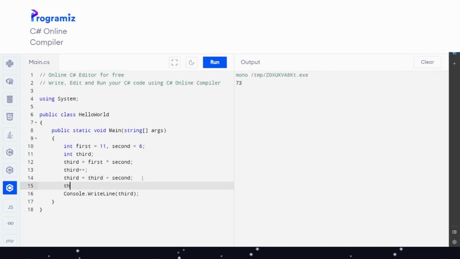Now let's try it again with third plus equals second. Here it is 73. Then we add this one. Then we press F5.